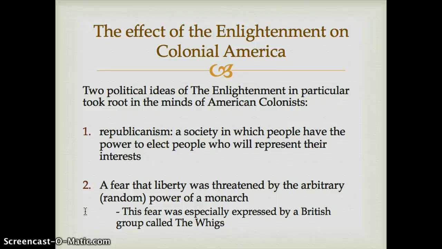And they started to think, you know, it didn't make a whole lot of sense for a king 3,000 miles away to be controlling decisions that affected them. And they thought, you know, it might be a better system for us to make those decisions ourselves. So these are some of the Enlightenment ideas that are starting to become popular in America and that colonists are starting to talk about.